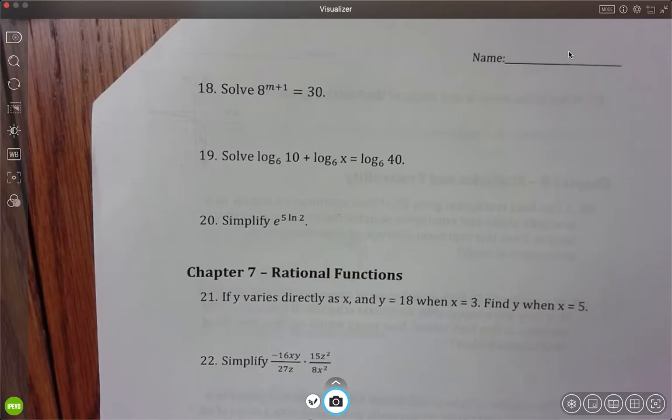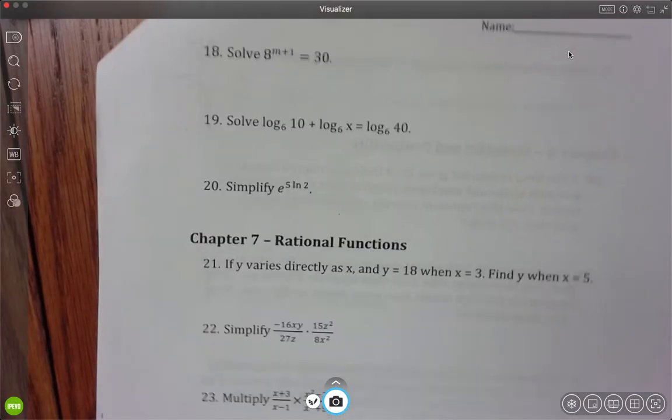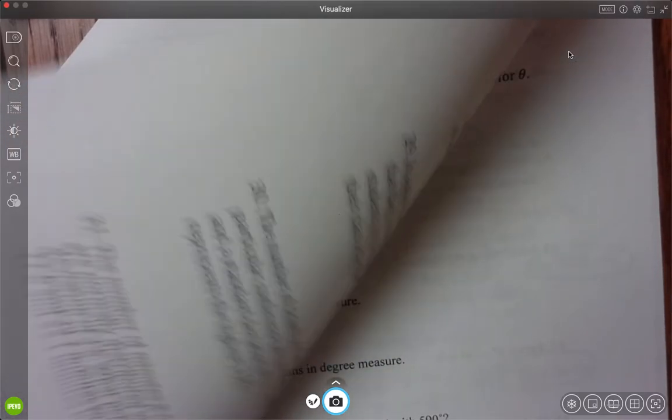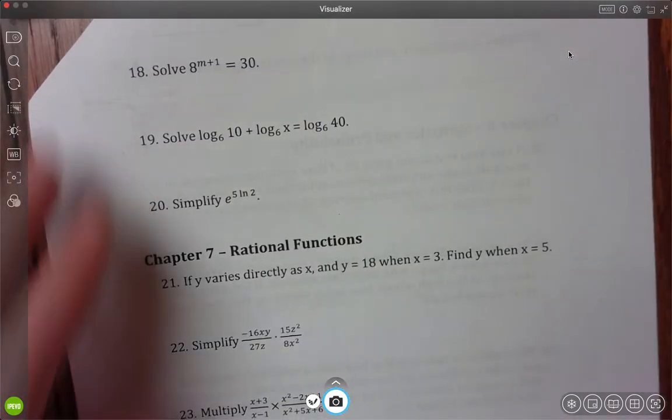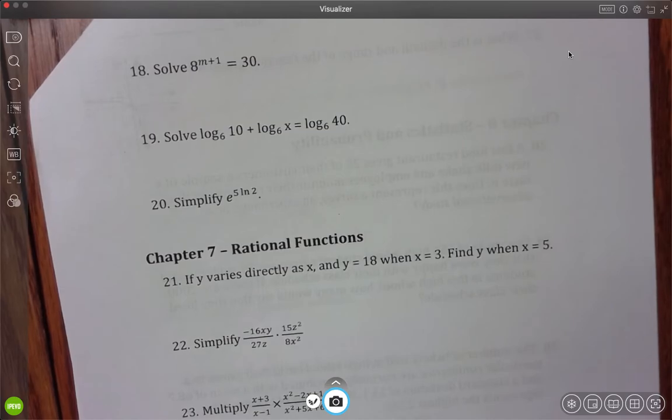Okay, Algebra 2. This is part B of our semester review. In this video, I want to get done problems 18 through 32. So just this whole middle page here, front and back, that will get us through the last of chapter 6 and then chapter 7 and chapter 8.